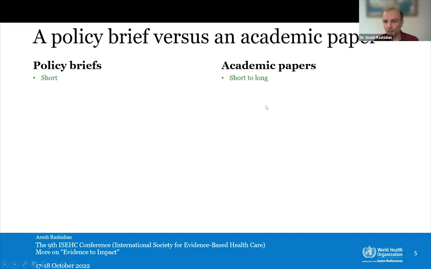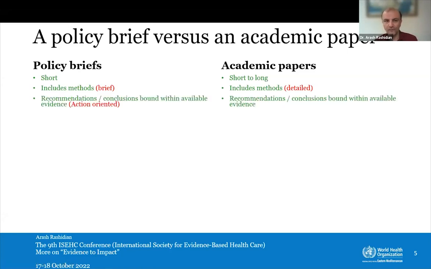So policy briefs are always short. Academic papers could be short or long, depending on the type. Policy brief includes method, but it's brief. The method is just to show the background. So if the details are needed, details should be provided as an annex, not within the policy brief. However, in academic papers, methods are a main element, so they should be detailed enough to show the processes.